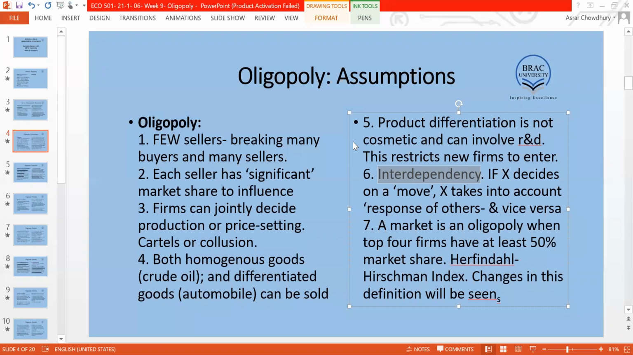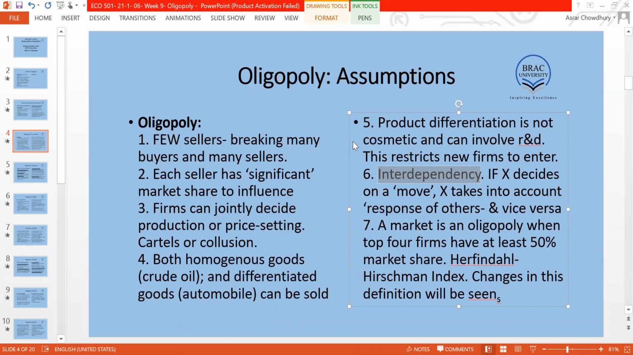Number two, my decision depends on you, your decision depends on me. Is that clear? Interdependent decision making? Yes, sir. My decision depends on what you do, the reverse is also true. Your decision depends on what I do.